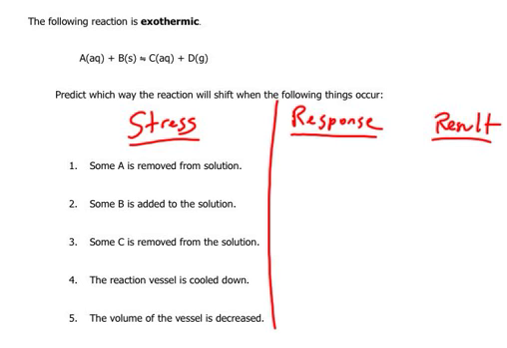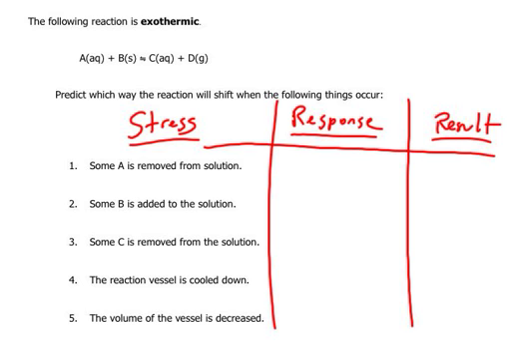So the stresses basically get us started, and then we're going to figure out the response, and the result. So in this case, the stress is some A is removed. The response to a stress is always the exact opposite. If we remove some A, the response is going to be to replace that A. So we say to ourselves, all right, which direction does this reaction need to go to replace the A?